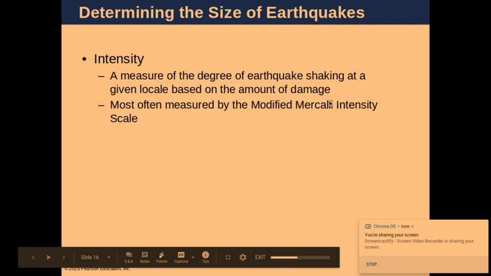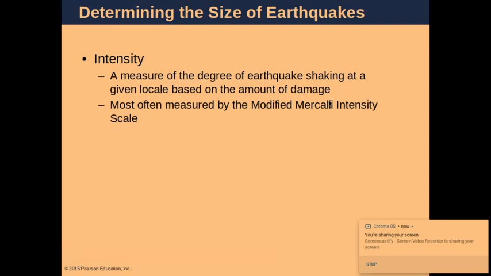Okay, so here's the rest of the PowerPoint on earthquakes. Next we're going to talk about how we measure earthquakes. Intensity is one way we measure it, and that is a measure of the degree of earthquake shaking at a given locale based on the amount of damage. Most often, this is measured by the modified Mercalli intensity scale.